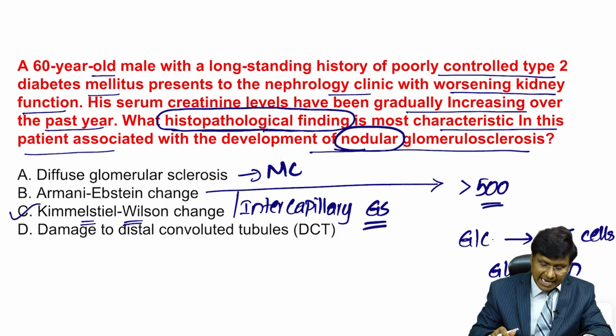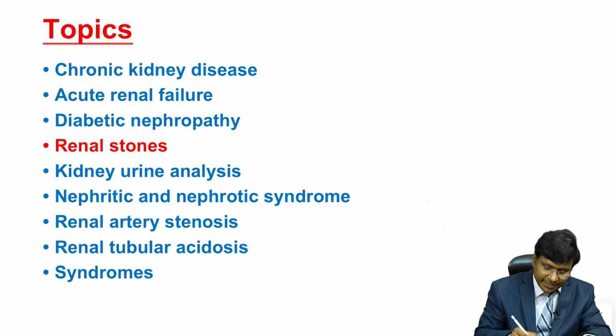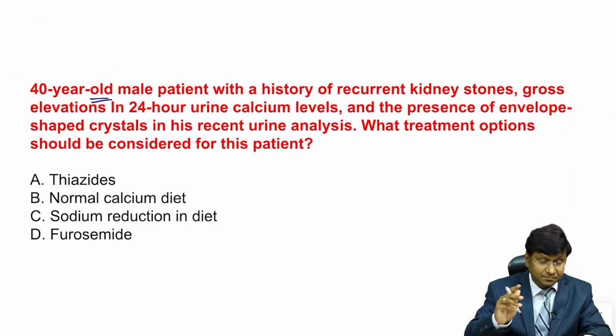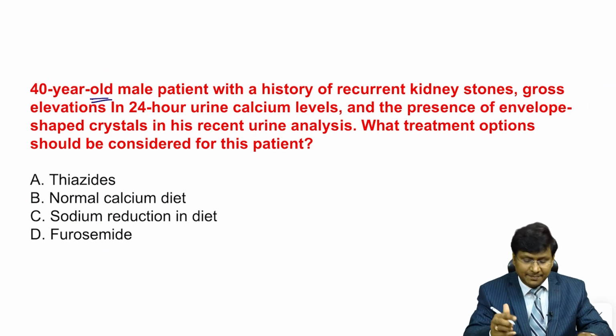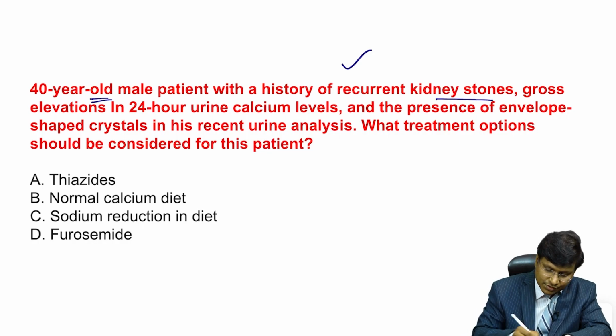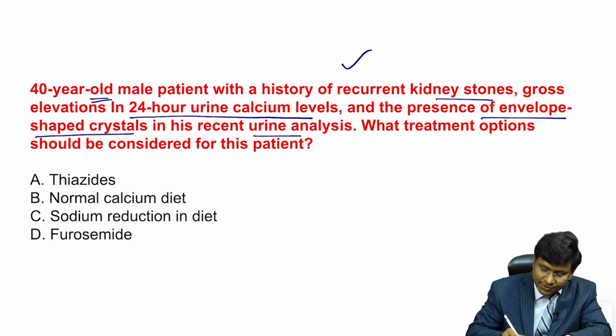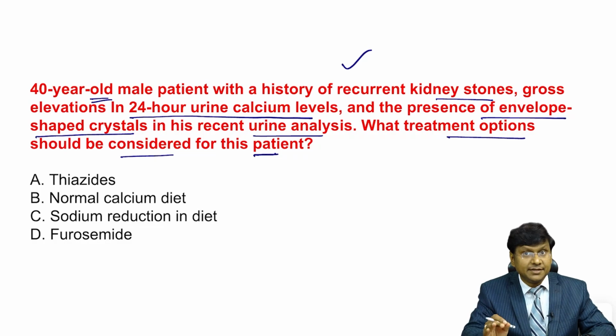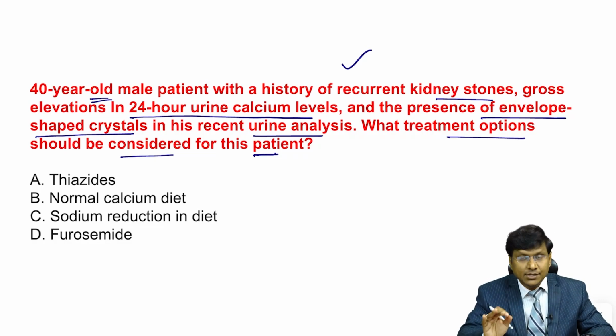So after having discussed the questions related to diabetic nephropathy, the next topic for discussion would be the renal stones. If you see the questions on the renal stones, we have a 40-year-old male patient with history of recurrent kidney stones, gross elevation in 24-hour urine calcium levels, and the presence of envelope-shaped crystals in his recent urine analysis. What treatment options should be considered for this patient? Thiazides, normal calcium diet, sodium reduction in the diet, and furosemide. So what treatment option should be considered for this patient?